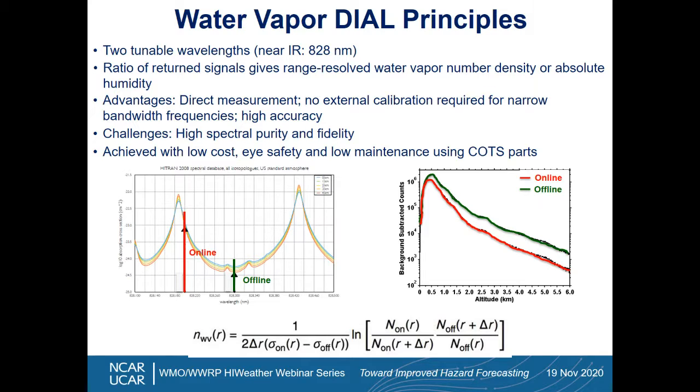So the advantages of this technique are that it's a direct measurement. There's no external calibration required for the narrow bandwidth frequencies that we're using, and it provides very high accuracy. The challenges are that it requires very high spectral purity and fidelity of the laser transmitter. We have to be able to tune it exactly, and we have to know where it's tuned exactly to be able to make these precise measurements. But we've achieved this with relatively low cost, eye safety and low maintenance using commercial off-the-shelf parts.